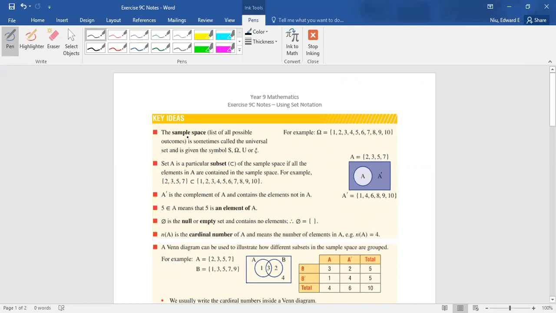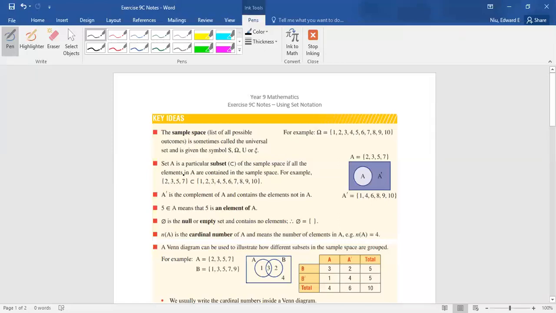For example, sample space. Sometimes you'll see it as the omega symbol, or you might see it as a squiggly E, or the U, or the S. I think I'll go with the E, just because that's what I grew up with, but if you want to use any other symbol, go for it.